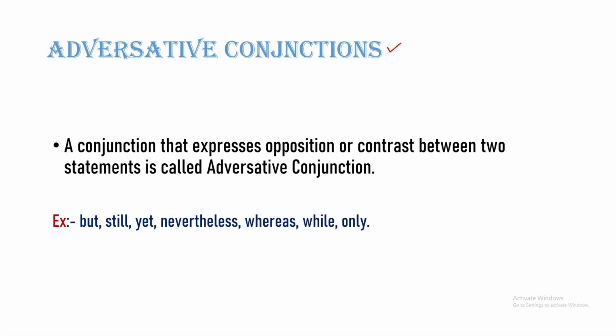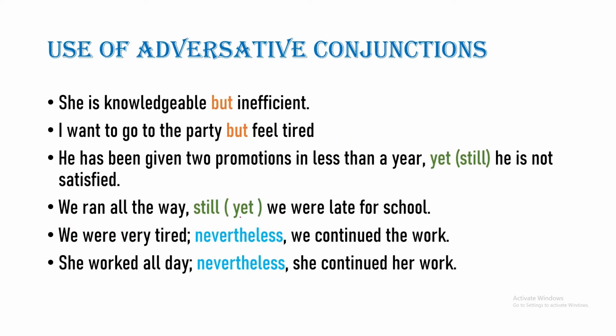Adversative conjunction is that which expresses opposition, contrast or difference. Adversative is related to adverse, which means to oppose, to say negative. An adversative conjunction is used to express opposition or contrast between two statements. Opposition or contrast means difference. The conjunctions are but, still, yet, nevertheless, whereas, while, only. Let us see the use of adversative conjunctions.